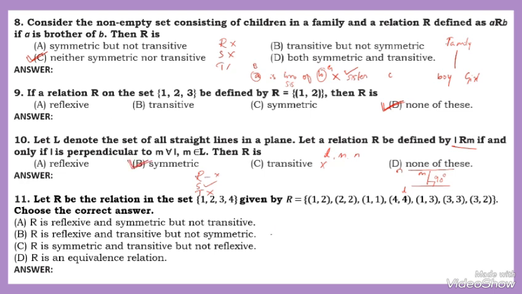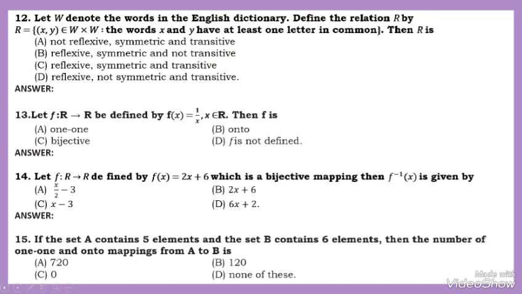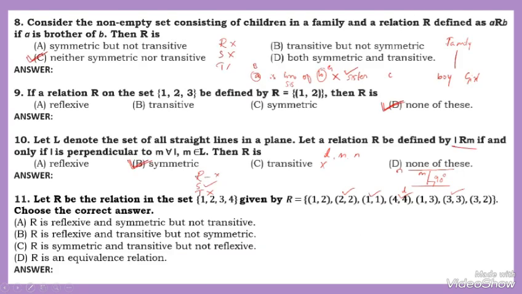Now I will consider question number 11. Let R be the relation in a set containing 4 elements. The relation is given here. First, we have to check the reflexive pairs: (1, 1) is there, (2, 2) is there, (3, 3) and (4, 4) are there. So the reflexive property holds.